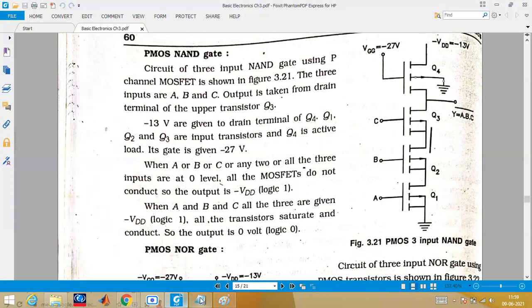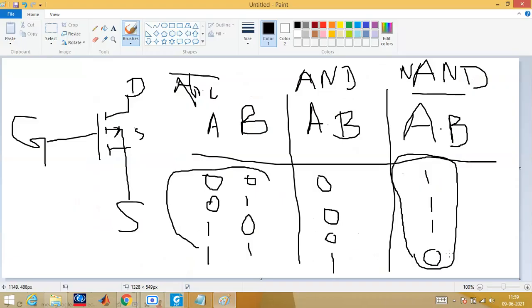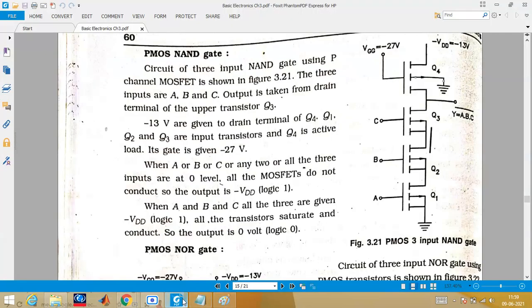You know one thing with the help of the truth table: you will get the output to be 0 in the NAND when all the inputs are high. Whether it is 3, 4, 5 does not matter, but the output will only be 0 when all your inputs are high, 1. And if any of the inputs is 0, then you will get the output to be 1 in the NAND. Now let us see whether that operation is working or not.